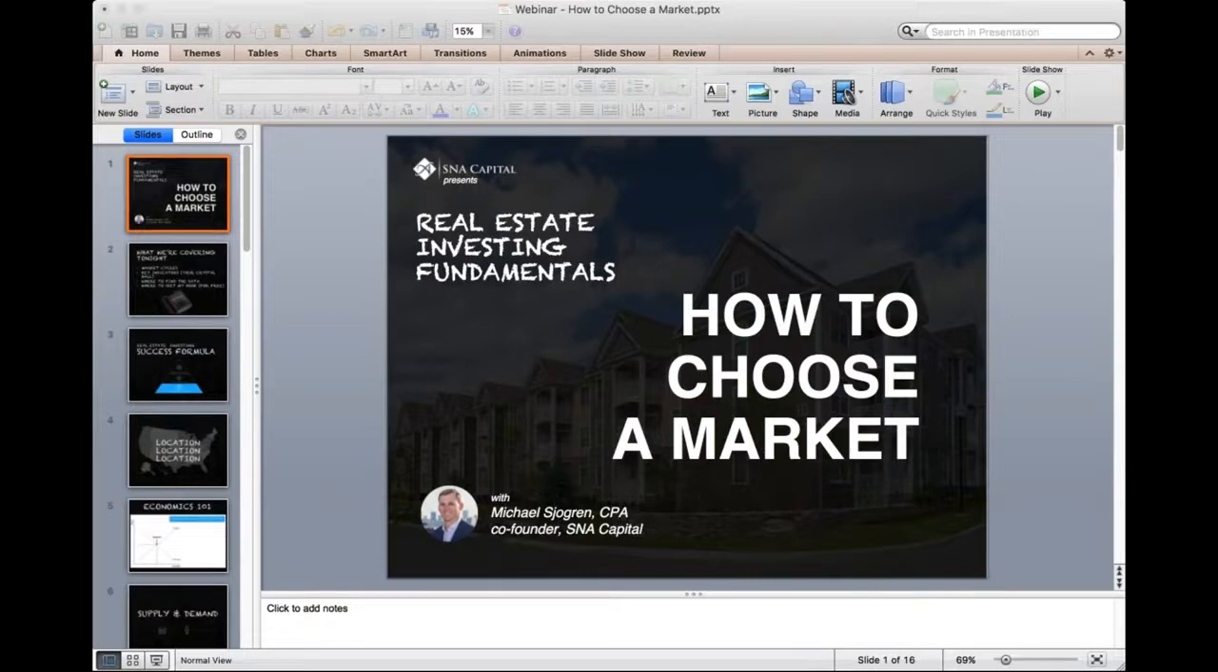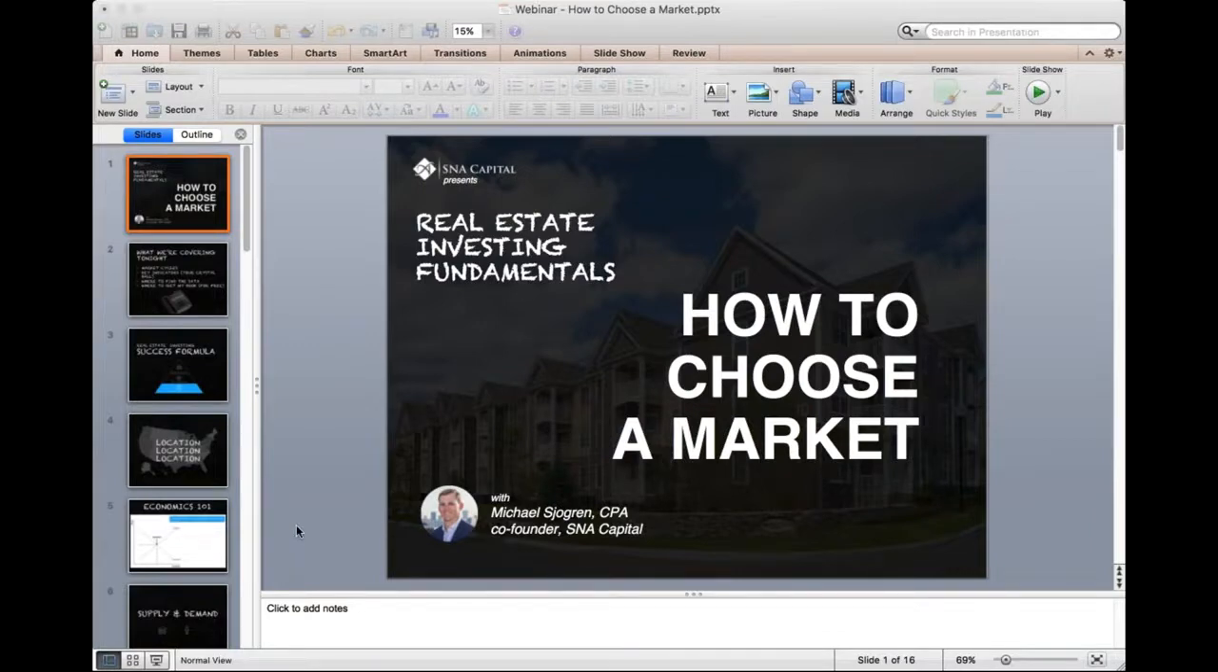So location, location, location, we've all heard that phrase before. And I know when I first started, I was really overwhelmed because my mentor had places all over the country and I was trying to figure out where to start. So trying to pick a market basically comes down to understanding basic economics. Any of you who have taken an economics class will have seen this in the past.